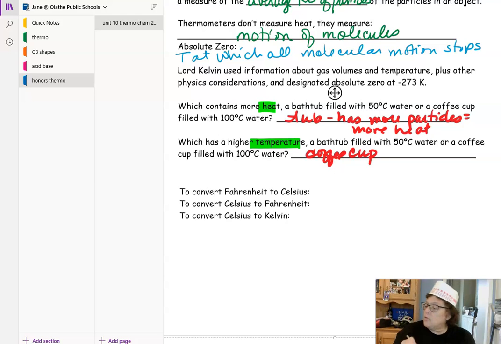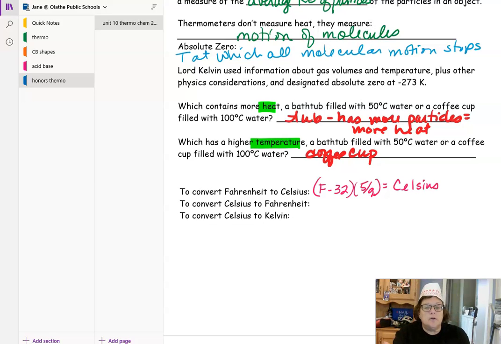So if we want to make conversions from Fahrenheit to Celsius, you take your Fahrenheit temperature and you subtract 32 from it. Then you multiply that times 5/9, and you get your Celsius temperature. Okay, so I know that 50 degrees, if I subtract 50 minus 32, that's 18. 18 times 5 divided by 9 would be 10 degrees Celsius. 50 degrees Fahrenheit, 10 degrees Celsius.